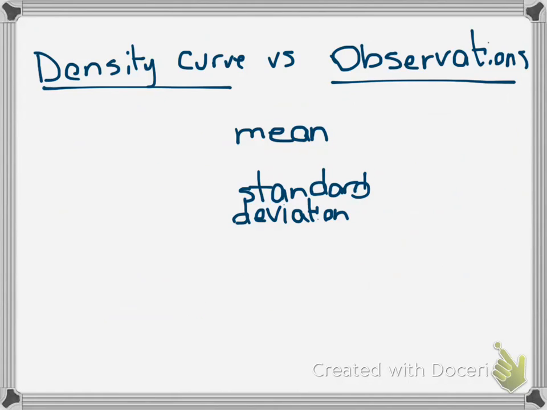So when we're talking about the density curve and the actual observations of our data, we use different terms. When we're talking observations, we refer to the mean as x bar. Well, in a density curve, we refer to it as mu, the Greek letter mu. For observations, the standard deviation is s. And for the density curve, the standard deviation will be referred to as sigma. That's a lowercase sigma, just so you know. It kind of looks like an O in cursive.